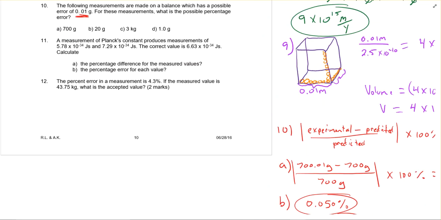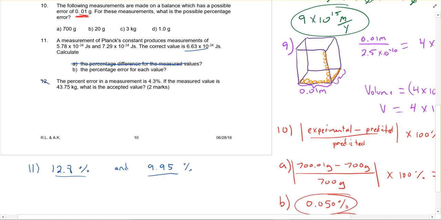Okay, number 11. On yours, you guys don't have this part A, just the second part. Yours just says the percentage error of each value, so don't worry about the percent difference for now. That's going to be done the same way, just for each of those. You're going to have your experimental and your correct value. So your two answers are 12.8% and 9.95%. And on yours, you don't have number 12 as well. I took that one off.